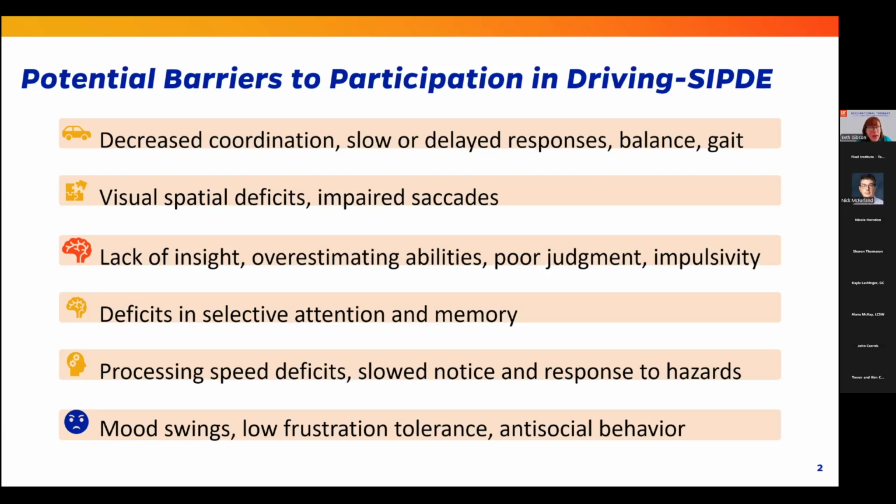Now, I added the gait and balance to this list because part of being safe in community mobility, which may mean independent driving, it could mean using public transportation, you're having to walk, right? You might have to walk to and from the car. And so the possibility of having a fall when you're doing that is also an issue. So all of these different symptoms can affect a person's ability to drive.